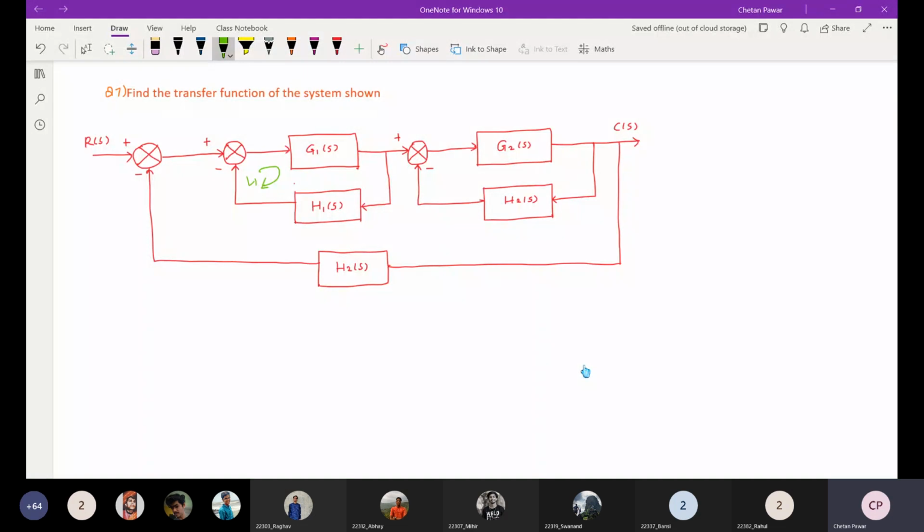So now all of you just solve it. This is loop 1, starting from this summing junction and ending at that only. For this loop 1, the forward path gain will be G1 of S, and the feedback path gain will be H1 of S. This is loop 2. After reducing these two loops, you can go for this third loop, which is outside. These two are the inner loops. Tell me the transfer function; you can comment it in the chat box. Just solve it now.